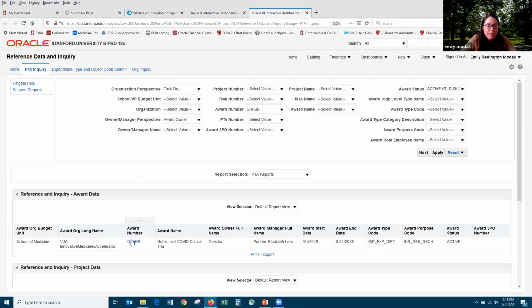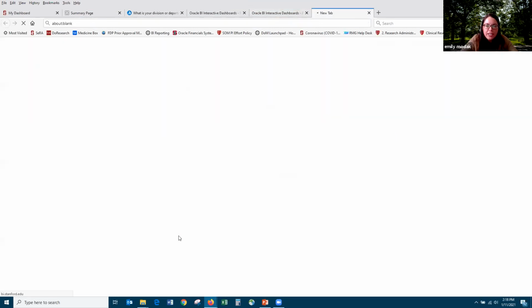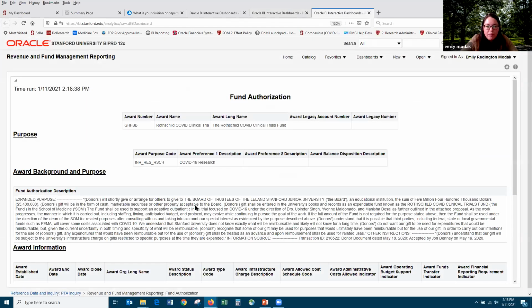This is going to give me my award number. And if I right click on it, I've got an action link for the fund authorization. So I can take a look at what I am allowed to spend on this particular one. This one, as you can see, is really involved, right? It's actually naming the investigators that they want to be involved.